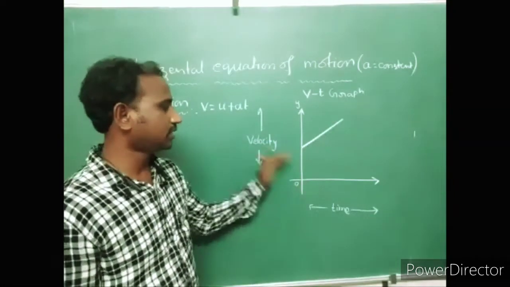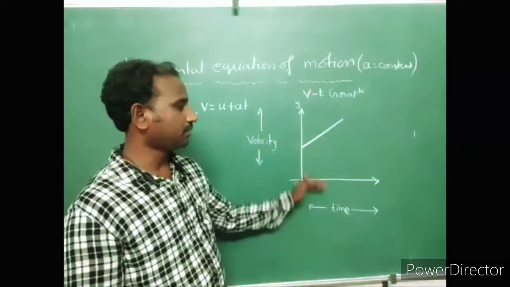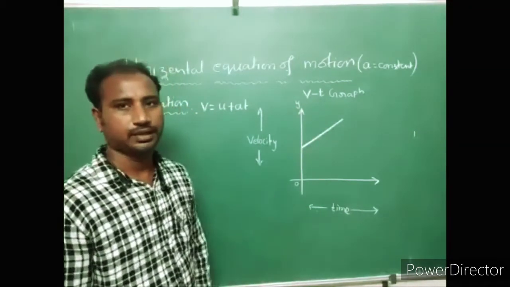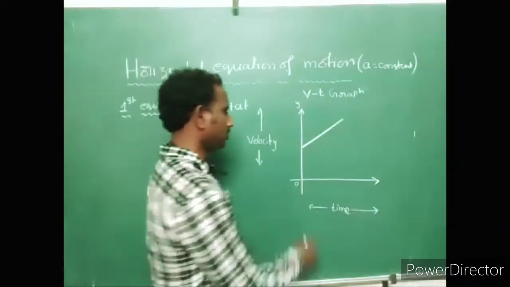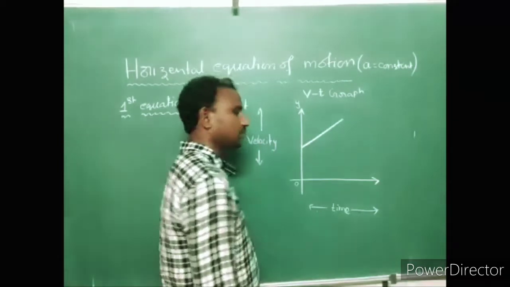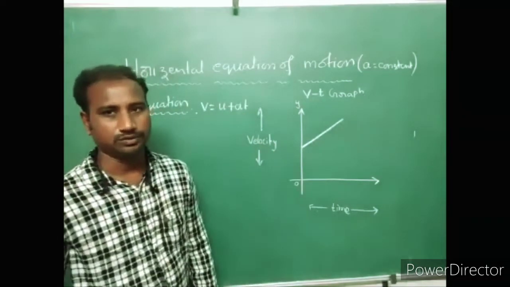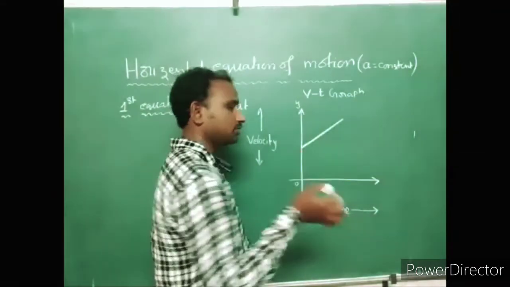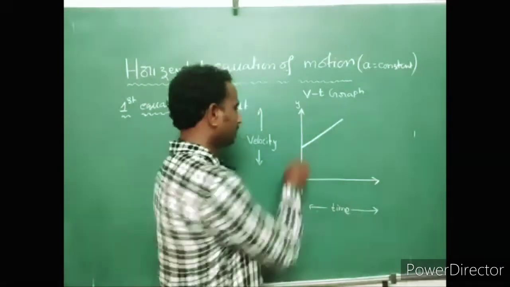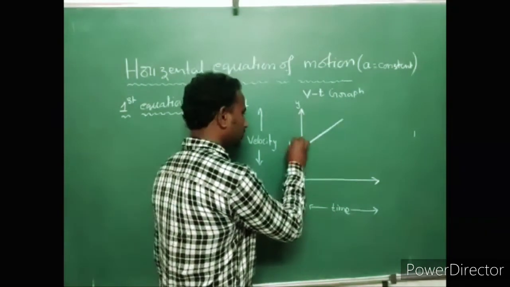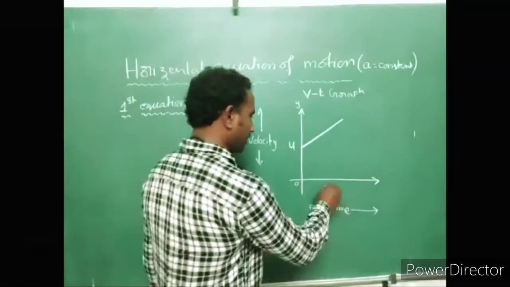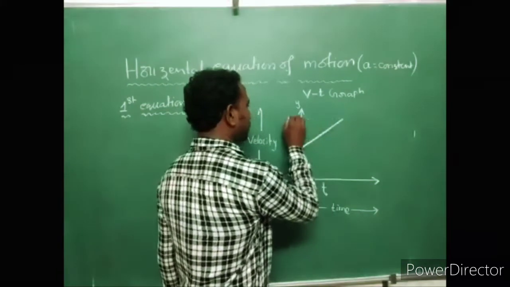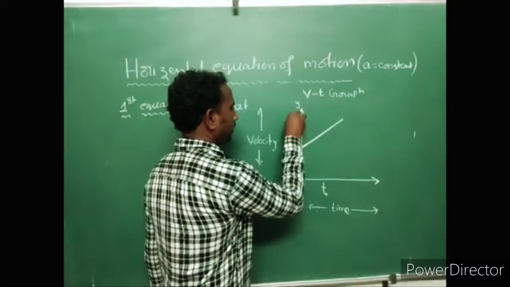But here the velocity-time graph slope is a straight line that starts from the y-axis. Starting from the y-axis means initial velocity is not equal to 0. It is initially moving with a certain velocity. That velocity we represent as u, the initial velocity. After t time, its final velocity on the y-axis is v.